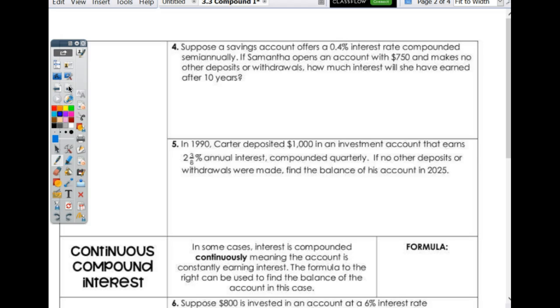Suppose a savings account offers 0.4% interest rate. So this is your R. Compounded semi-annually. So this is N equals 2. If Samantha opens an account with $750, so there's my P, and makes no deposits or withdrawals, how much interest will she have earned after 10 years? And the years is the number of years, so that's your time. So we're going to fill this in.